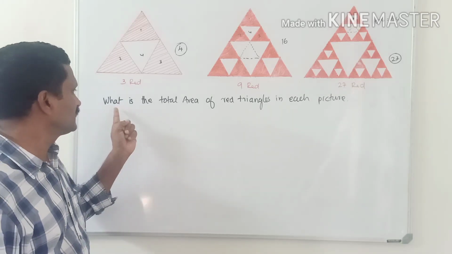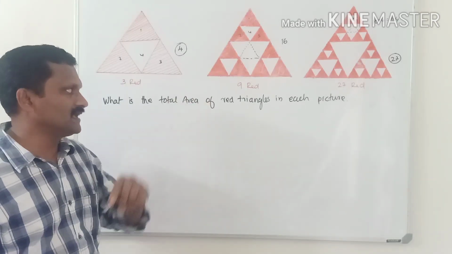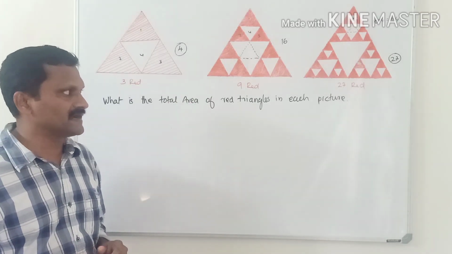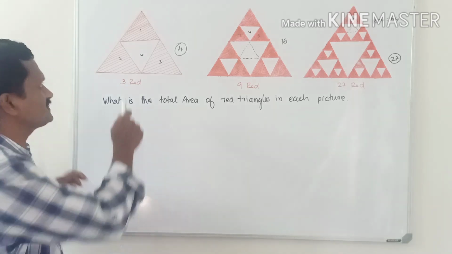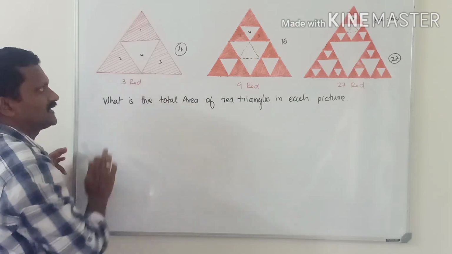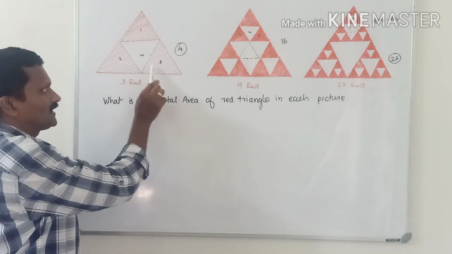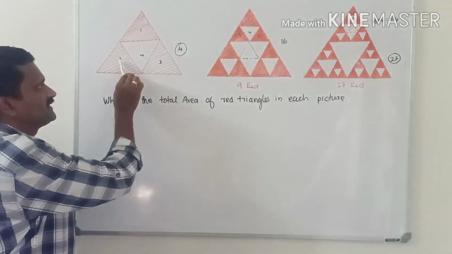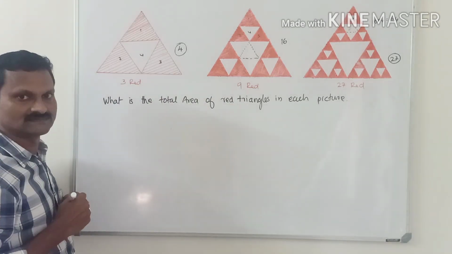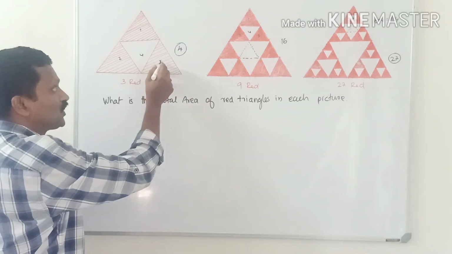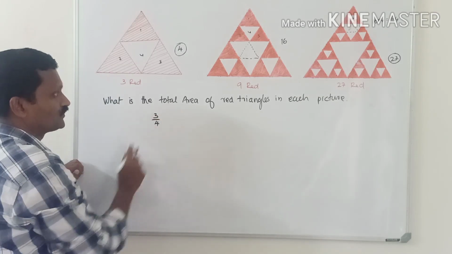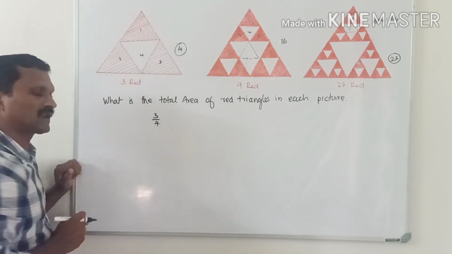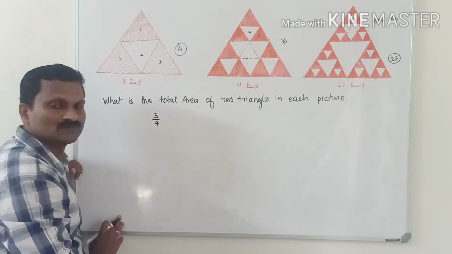Next question. What is the total area of red triangles in each picture? In the first picture, there are 4 equal triangles. Among these, 3 are red. That is, the total area of red triangles is 3 by 4. Out of 4, 3 are red. That is 3 by 4.